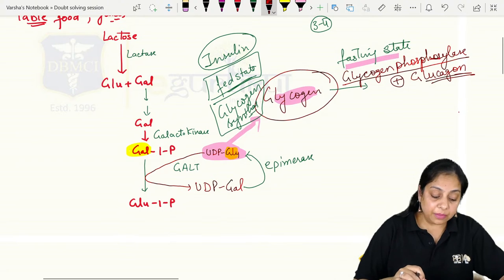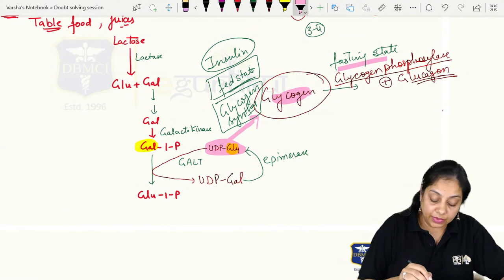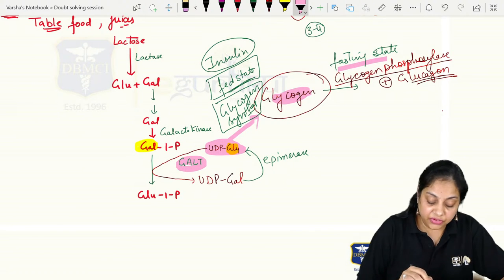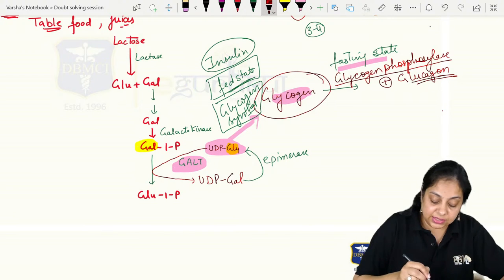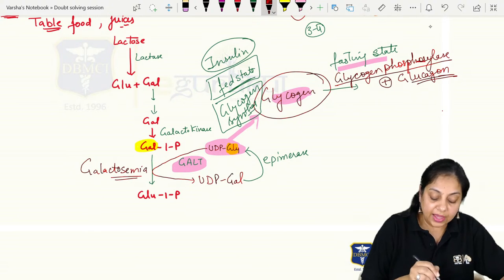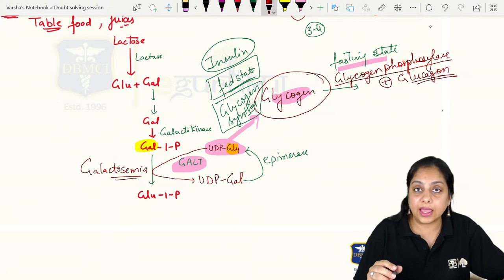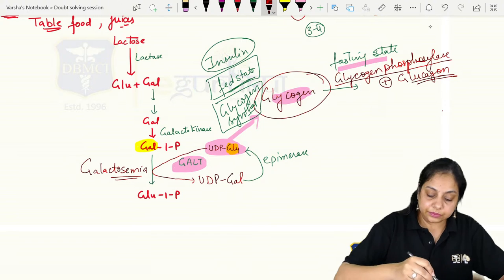Okay. Now coming back to our lactose thing. So when you have this GALT enzyme deficient, that leads to a diseased condition known as galactosemia. Galactosemia, that is the answer to the question. That is galactosemia.